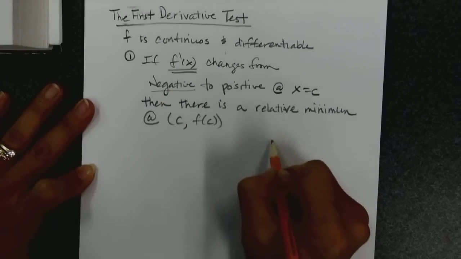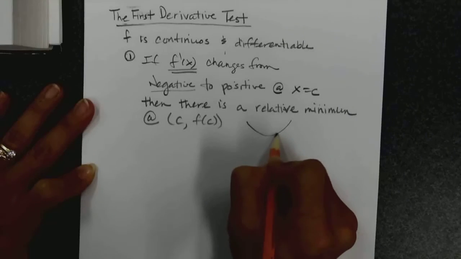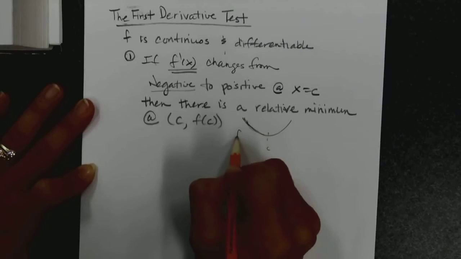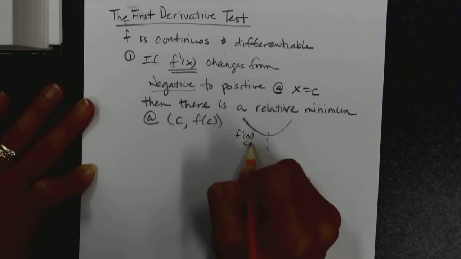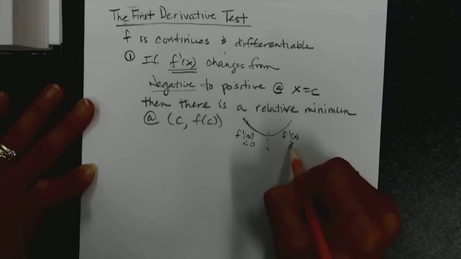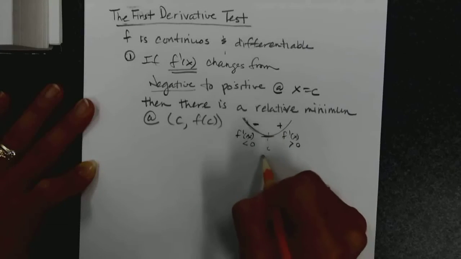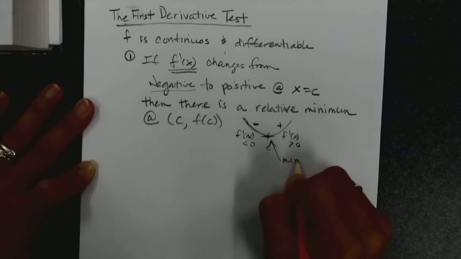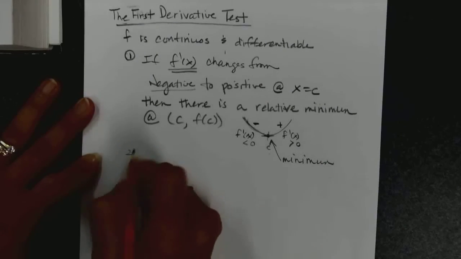So if I had a graph that looks like this, it goes from negative to positive. So from here to here, so here's c, this f prime of x is less than 0. And on this side, f prime of x is greater than 0. So it's going from negative to positive. This right here, f of c, this point right here, that is our minimum. Okay, relative minimum.